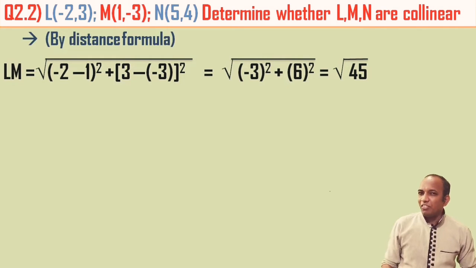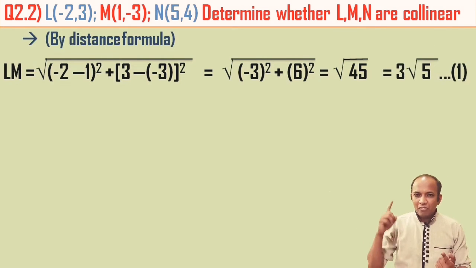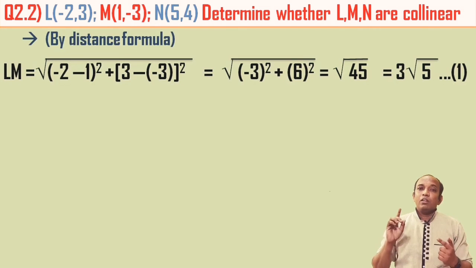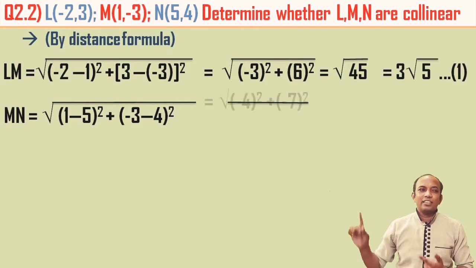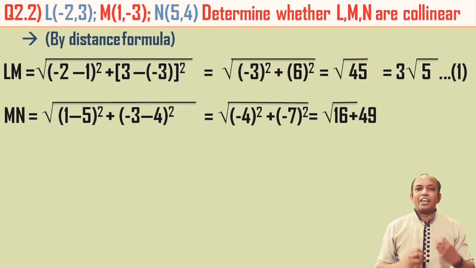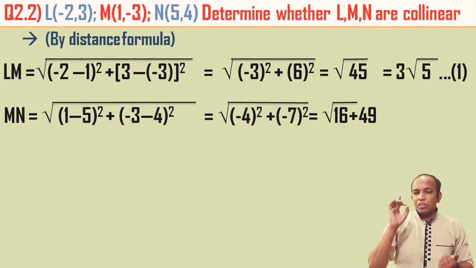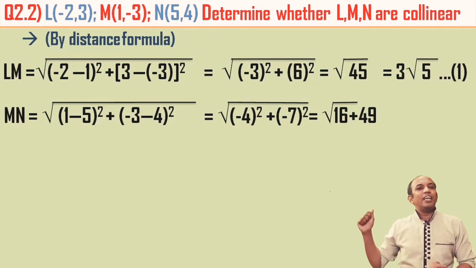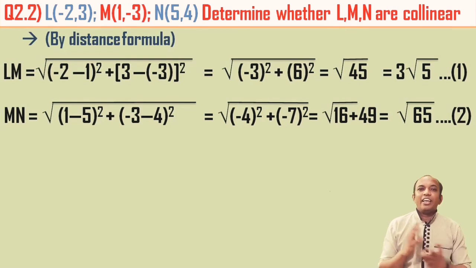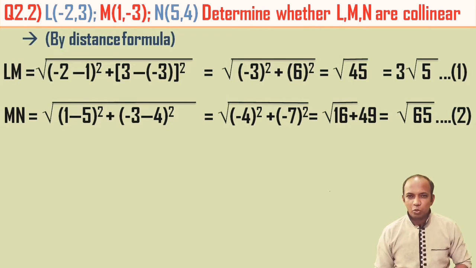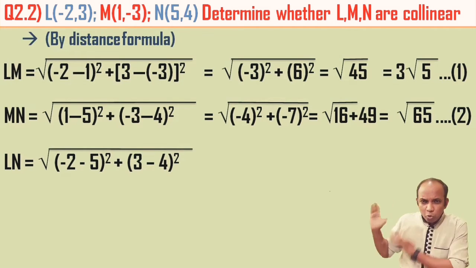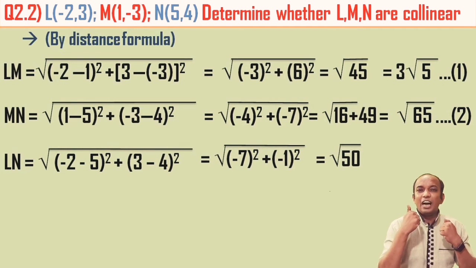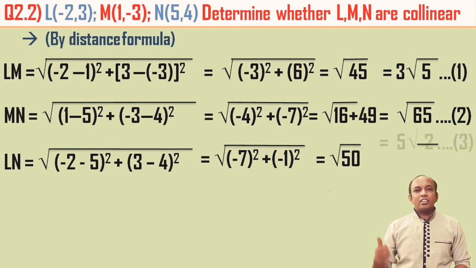After that, root 45 can be turned into 3 root 5 by finding its prime factors; number it 1. Now substitute the values to get the answer for distance MN. You get the answer under root 16 plus 49 after carrying out all the required operations. The moment you add these numbers, 16 plus 49, you get the answer root 65, and this root 65 cannot be written in the mixed form because 13 times 5 is 65 and none of them can be taken out of the root, right? Thirdly, we have to find the distance LN. The moment you substitute the values and carry out the operation, you get the result under root 50. That root 50 can be written as 5 root 2.